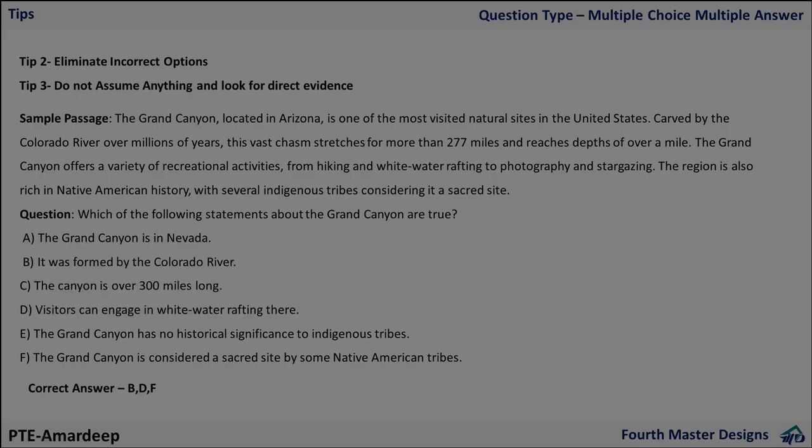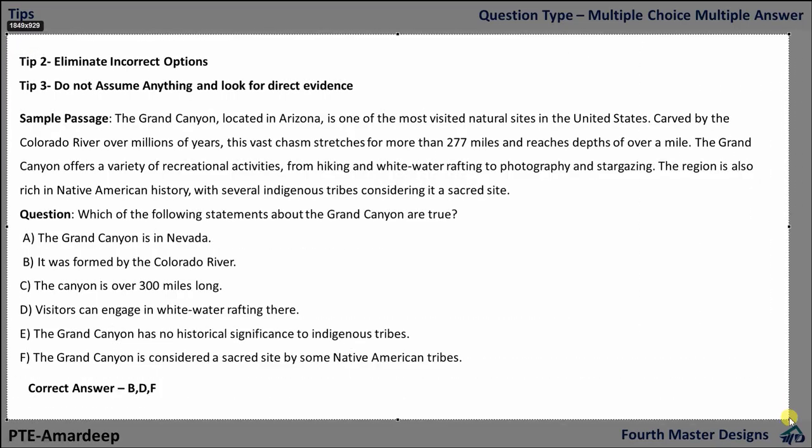So I can rule out, I can eliminate no historical significance. They're saying yes, it has. Then in Nevada, no, it's in Arizona. I can directly eliminate A and E. Then guys, based on this second tip, do not assume. I can eliminate this one because it is more than 277. So I'm left with what? B, D and F.